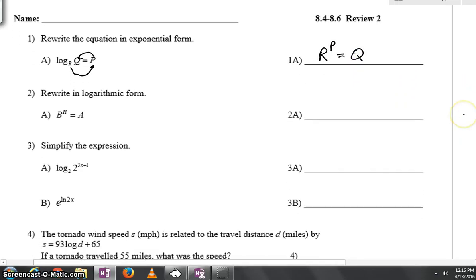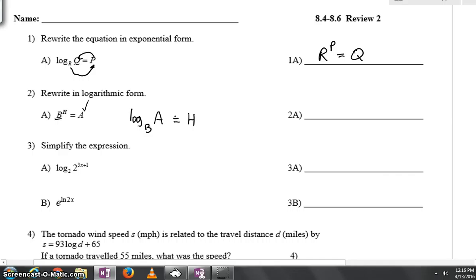For number 2, rewriting an exponential equation in log form, a little saying we had in class was that the base of the log is also the base of the exponent. You can see that the base of this exponential expression is b, so we're going to write the log of base b. The power is h, but the power is always written equal to the log. You can even say the power is the logarithm. And then that third component, the letter a, is going to have to go inside.